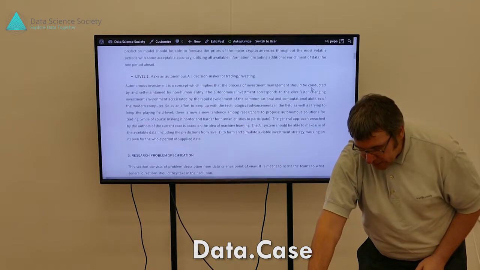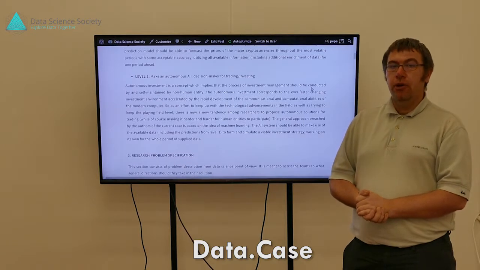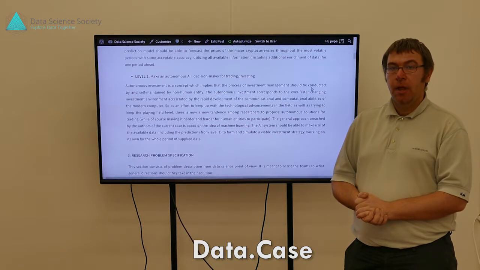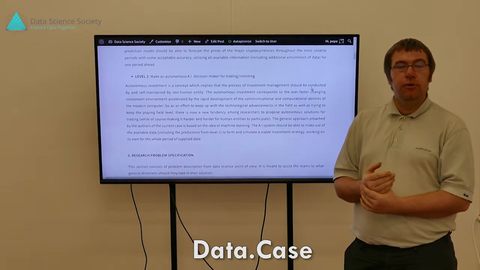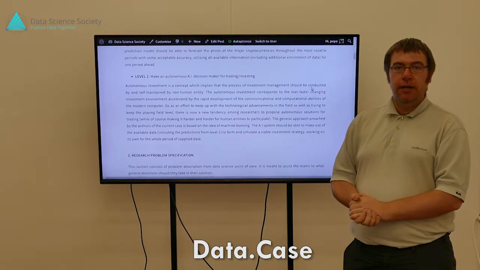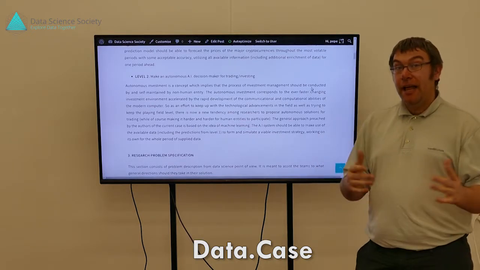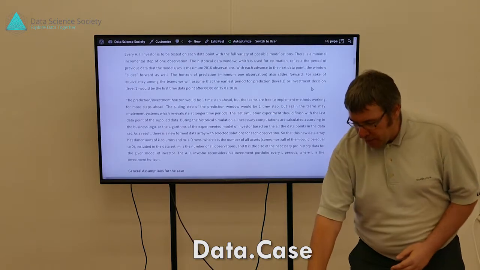Now, the second level of the Dataton is making an autonomous AI trader, which basically means that you are going to make an autonomous system which, in theory, could become a billionaire using the cryptocurrencies market. And yes, I would like you to succeed here. I'm going to skip some of the technical details, but you read them carefully.